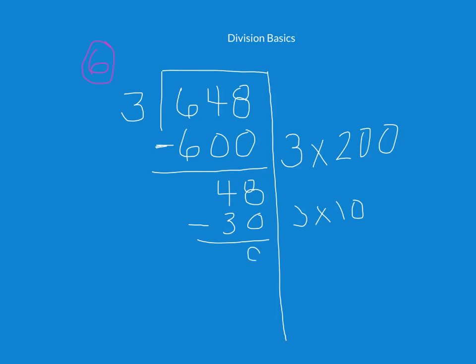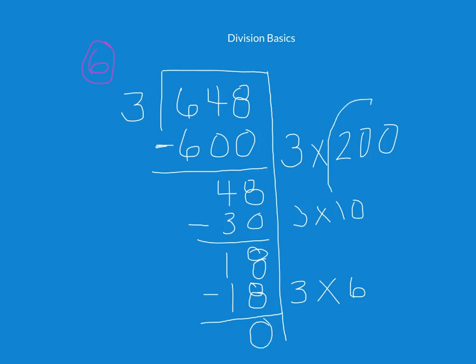And now I subtract. 8 minus 0 is 8. 4 tens minus 3 tens is 1 ten. Now I have 18 to still put into my groups of 3. That is a multiplication fact that I know. I know that 3 times 6 is equal to 18. So I'm putting 6 in each group. When I subtract, I have nothing left to put in equal groups.